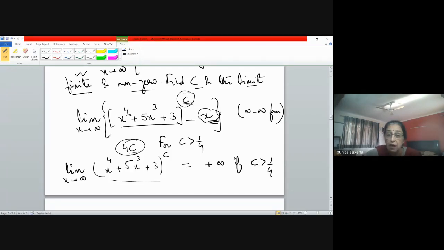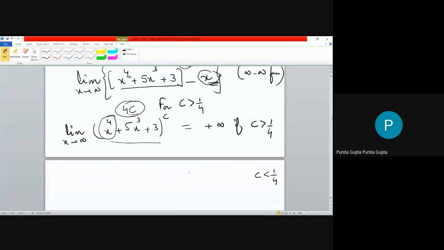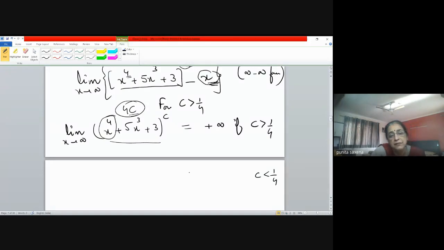What happens if it is less than 1 by 4? Just look at the behavior of only this term and it will give you an idea. What happens if c is less than 1 by 4? Then what will be the limit? 1 by 4 से कोई छोटा नंबर ले लो. Positive infinity. Take a number less than 1 by 4, then what will happen?